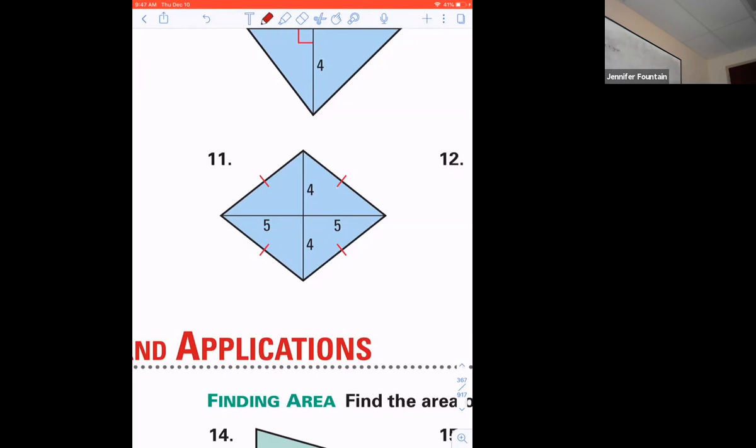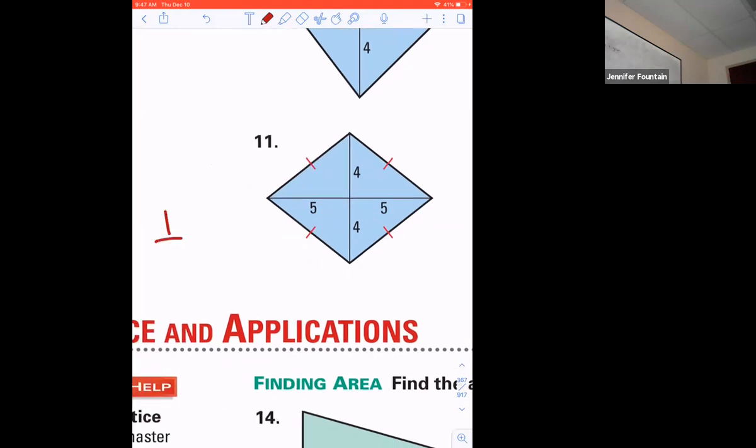What is diagonal 1? Which one could I pick? It doesn't matter which one I pick. Half of it is 4, so what's the whole diagonal? 8. What's the other diagonal? 10. So I'm doing 1/2 times 8 times 10. What is half of 8? 4. What's 4 times 10? 40. Good. So on that one, you're just doing 1/2 times 8 times 10.